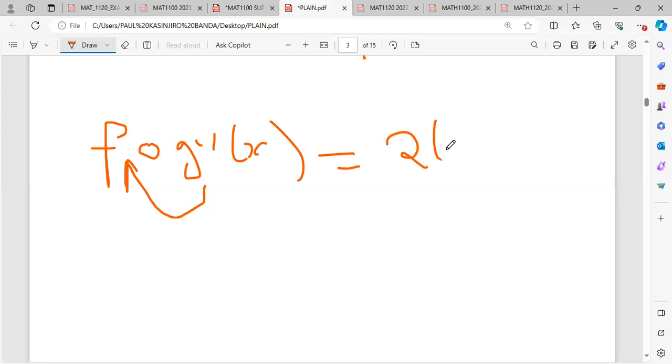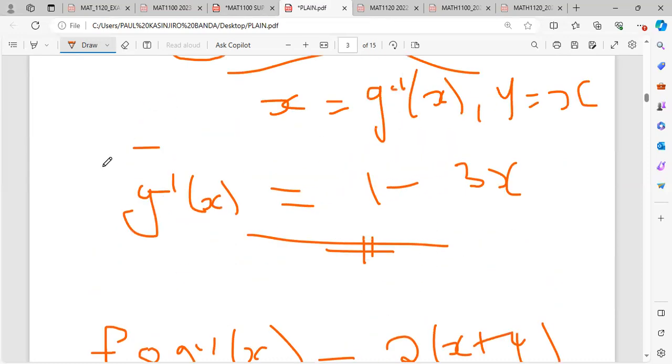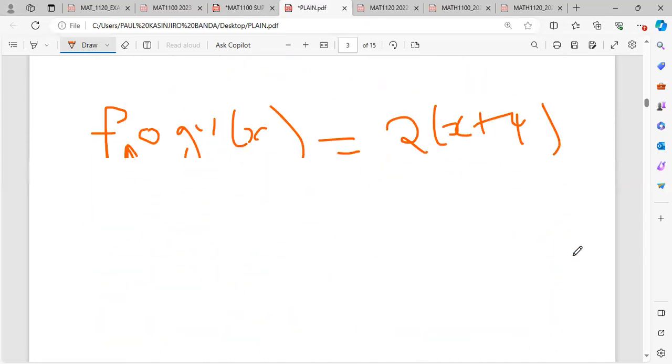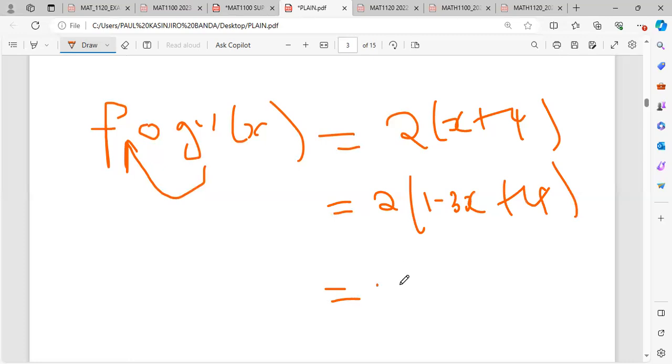So the function of f is 2x plus 4. Then wherever there is x, we insert this g inverse. So what is the inverse of g here? You can see that the inverse of g is 1 minus 3x. Like that, then we can solve now. So 2 times, then 1 plus 4 to just be 5, then minus 3x there.